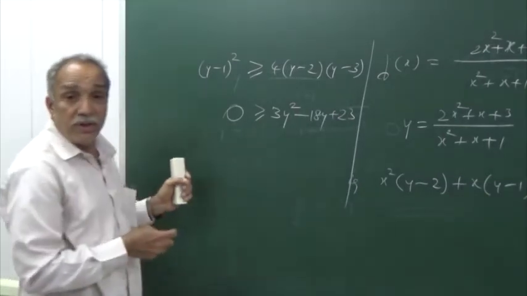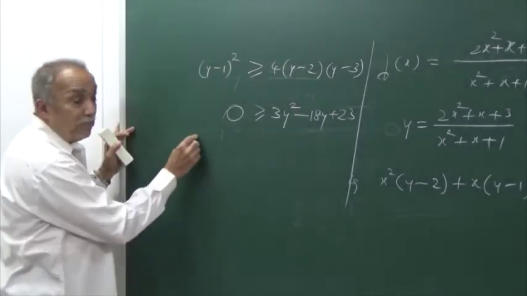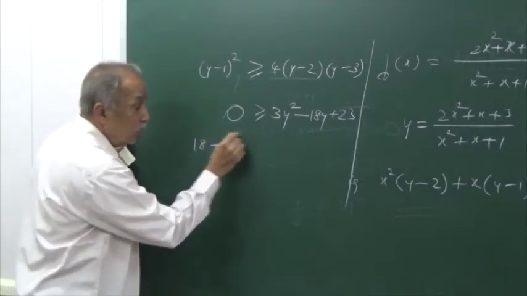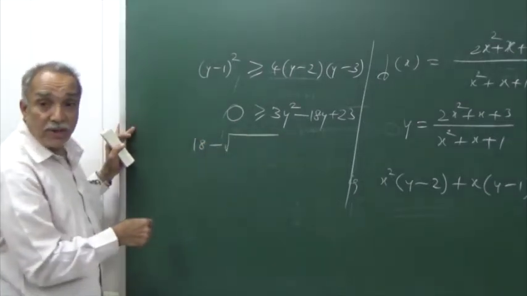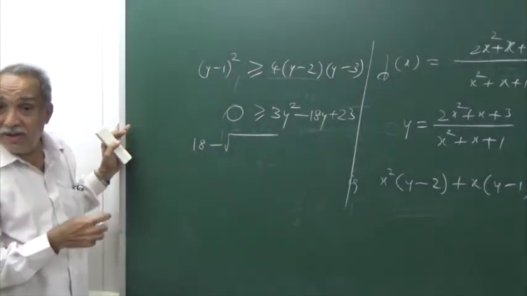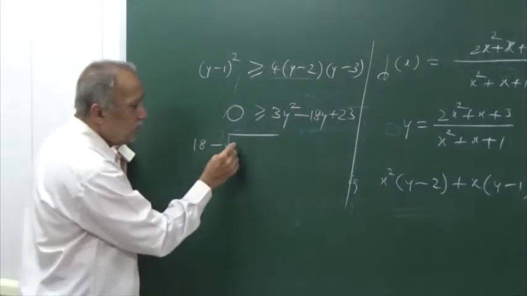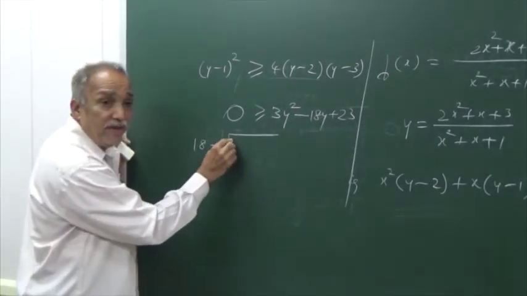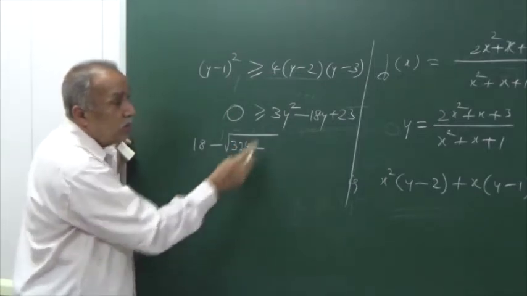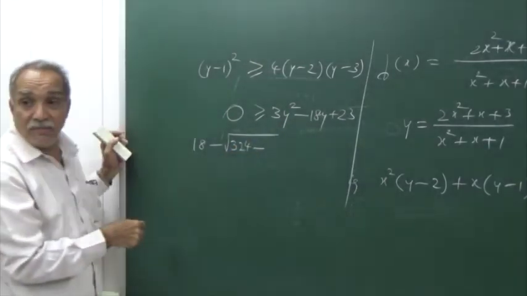What are the roots? Minus b, smaller root, minus root of b square minus 4ac. Is it going to be a negative number? Let me write down first. What is 18 square? 324. Minus 12 into 23.